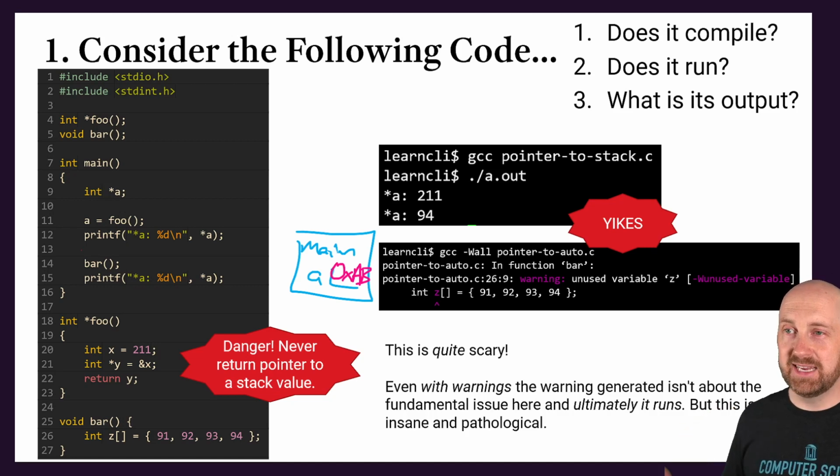So this is a fully insane and pathological demo. The key takeaway here that you should remember about lifetimes of automatic variables is that you should never return a pointer to a local variable, right? You should never return the address of a variable that was allocated in a frame to some other frame. So this is something you should never do. All right.